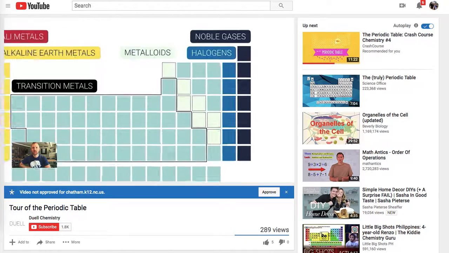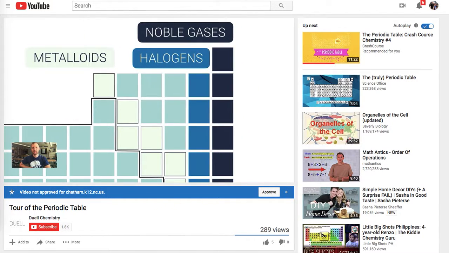In this little section here, these 6 elements are all nonmetals as well. Each of these groups technically has a name, but they're just not as commonly grouped together. And so these are nonmetals.